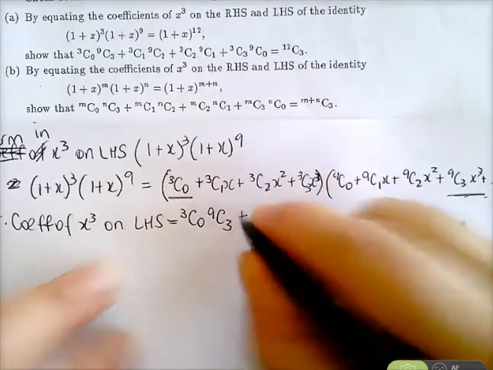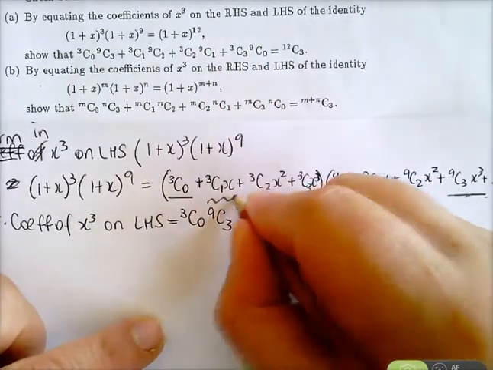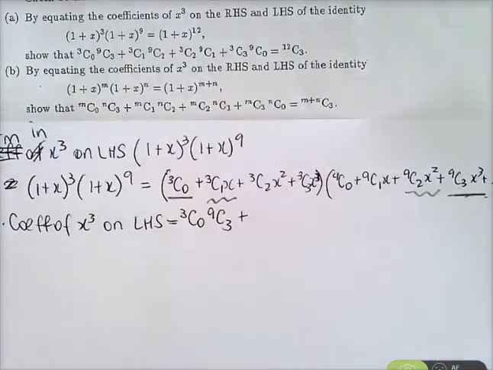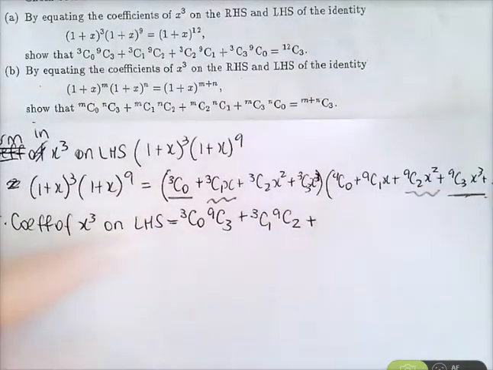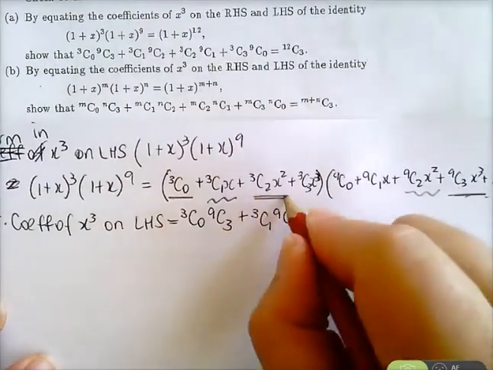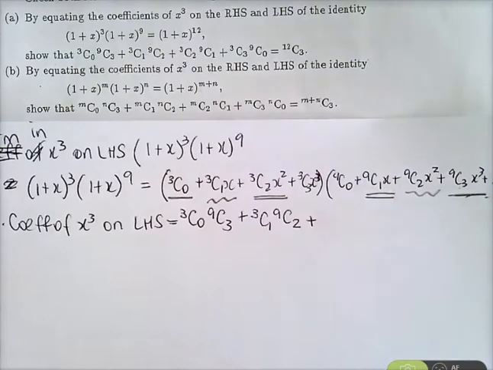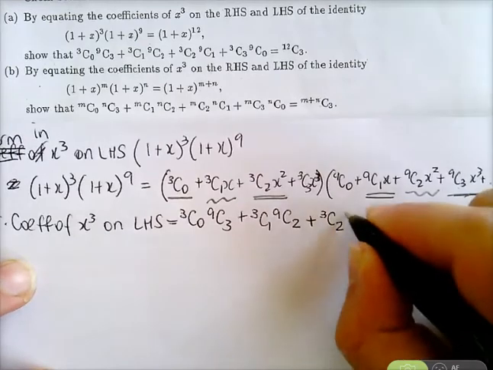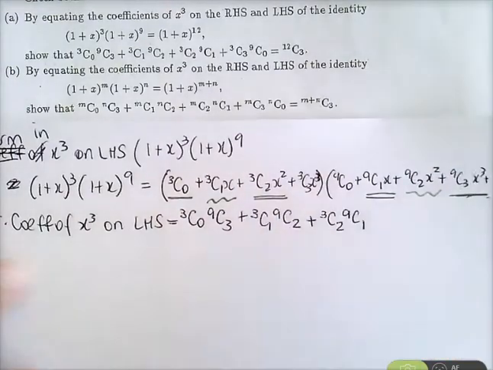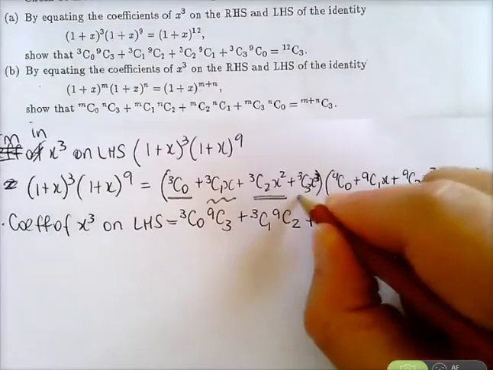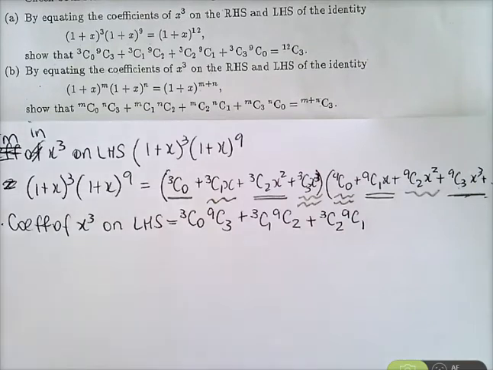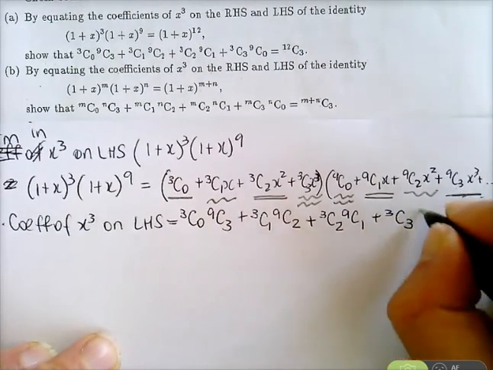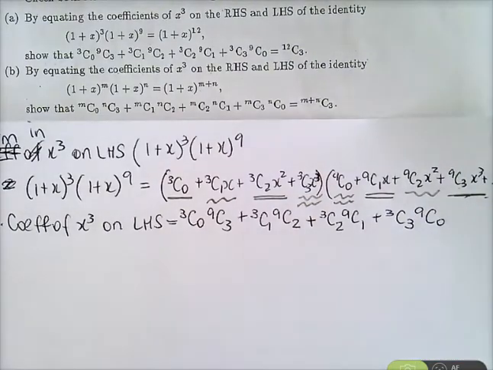What else? Plus, if I do this one, 3C1 x, I'd times that by the 9C2 x squared. So plus 3C1 9C2. I'm going to double underline this x squared with that x. See what I'm matching up? You could do it in different colours. Plus 3C2 9C1. That will give me an x cubed term. And I'll do a double squiggle. Those two. 3C3 times 9C0.